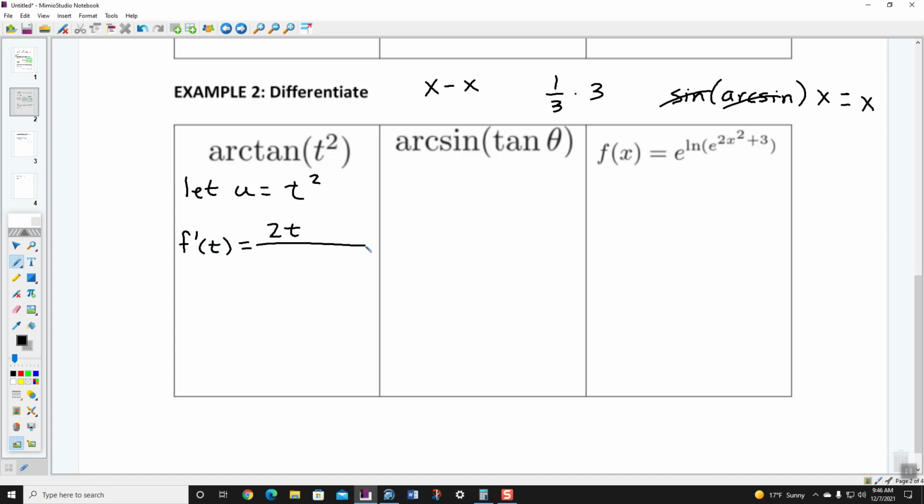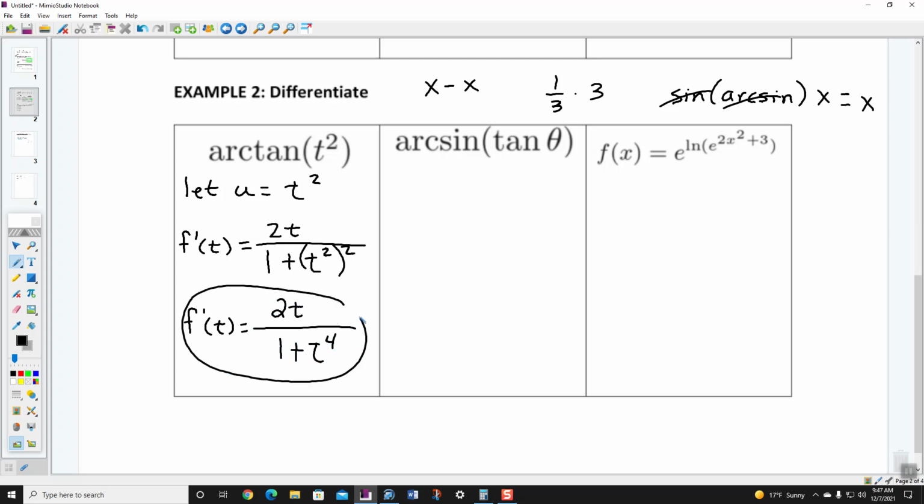Could you do t to the 4th? You could do t to the 4th, and watch the way I'm going to write this. I'm going to write this as 1 plus t to the 2nd, all to what power? Question came up, could I call it t to the 2nd, t to the 4th? The answer to that is 100% yes. So f prime of t, probably in simplest form, I'd call it 2t over 1 plus t to the 4th. Very good. Next one's an interesting one.